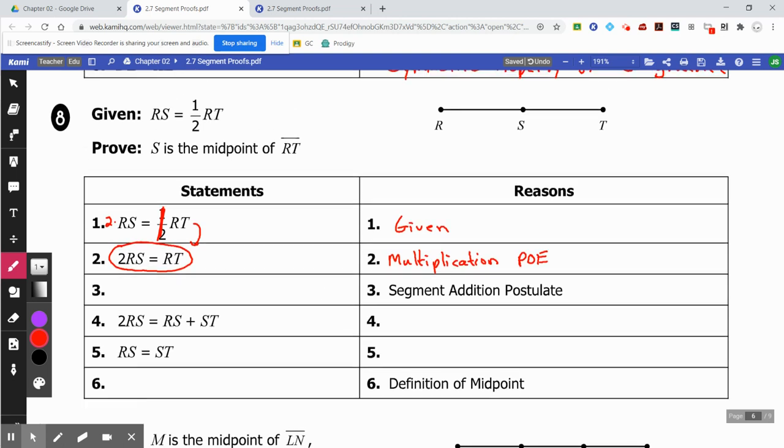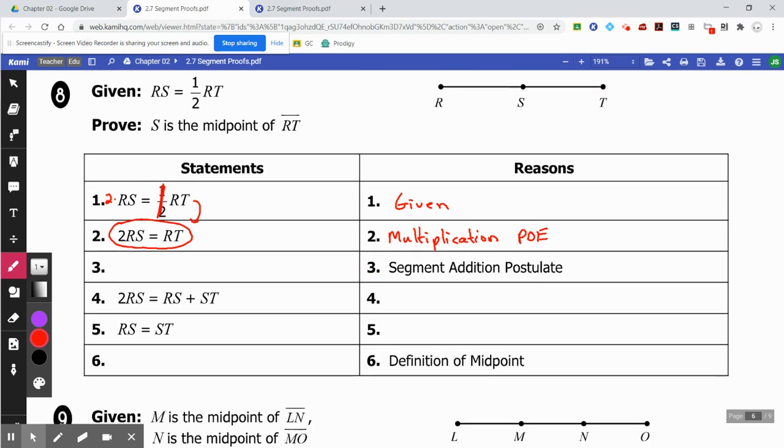Okay, next up, what else do we know? If you go back to the original drawing, on about 99% of these problems, you're always going to use the segment addition postulate, saying that this and this put together is equal to this. Since our reasoning here is the segment addition postulate, the only thing we could state here is that the distance from R to S plus the distance from S to T has to equal the distance from R to T. That's the segment addition postulate.